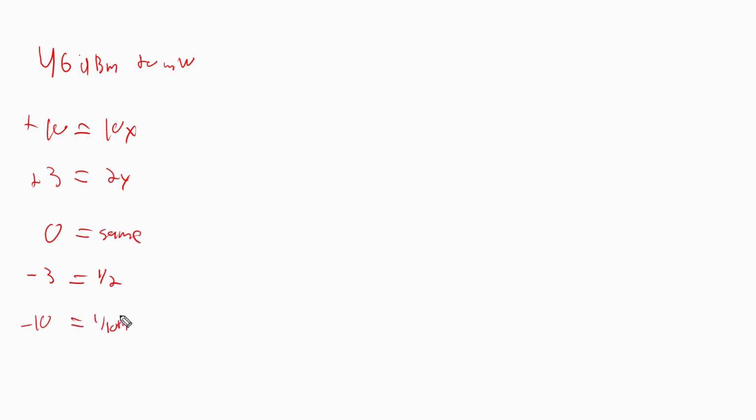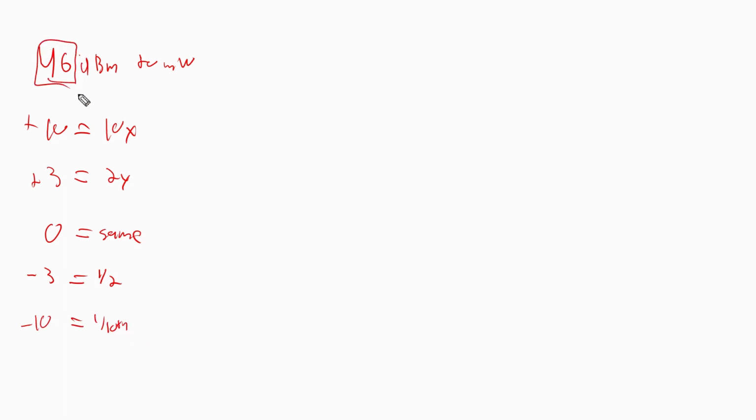So let's convert 46 dBm to milliwatts. Well, let's go over what we know. We know that plus 10 dBm equals 10x milliwatts. Plus 3 dBm equals times 2. 0 dBm equals no change, just 1 milliwatt. Minus 3 dBm, we do the inverse of times 2, which is half. You're halving. Then minus 10 dBm equals 1/10, so you're just dividing by 10.